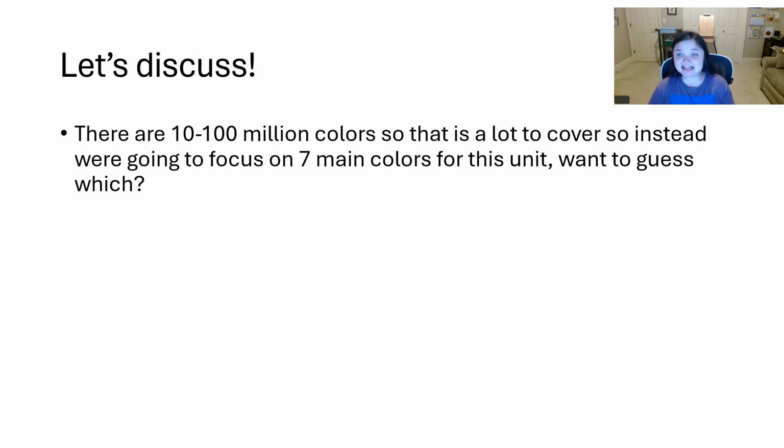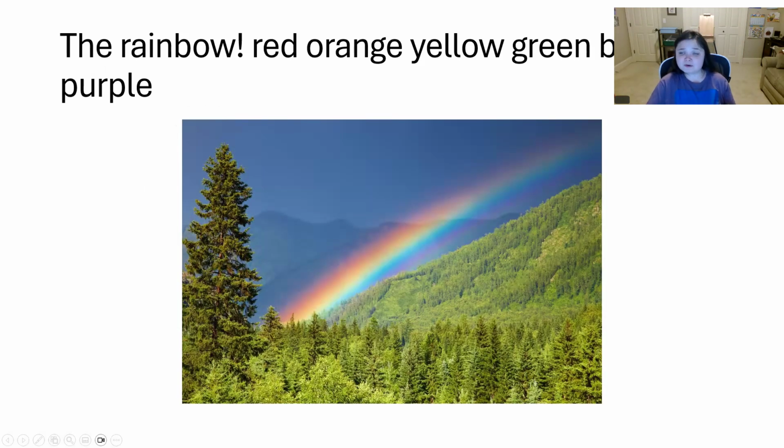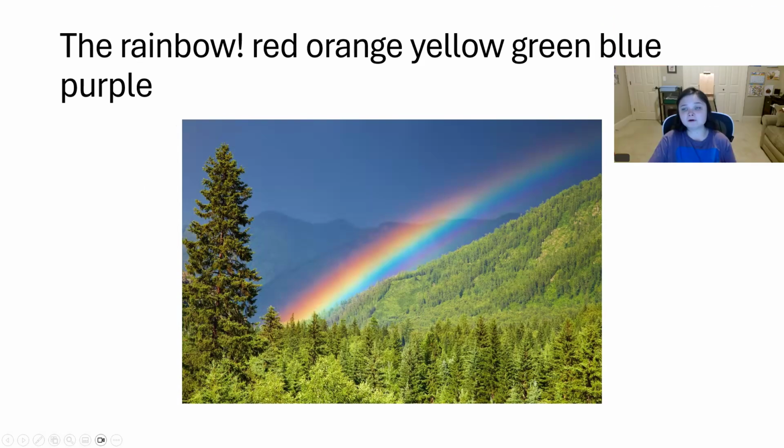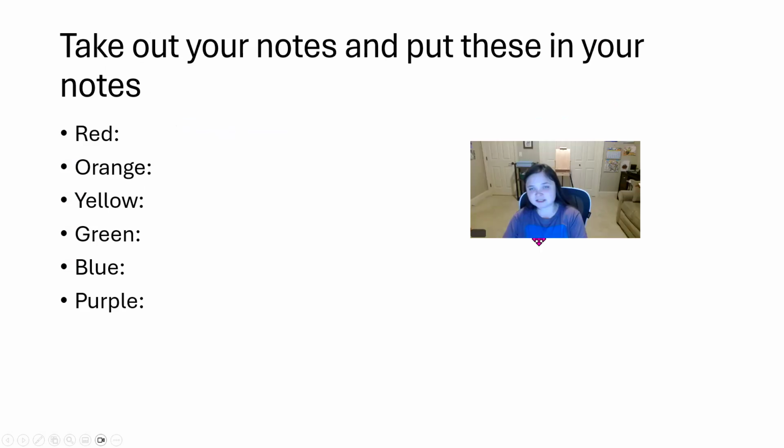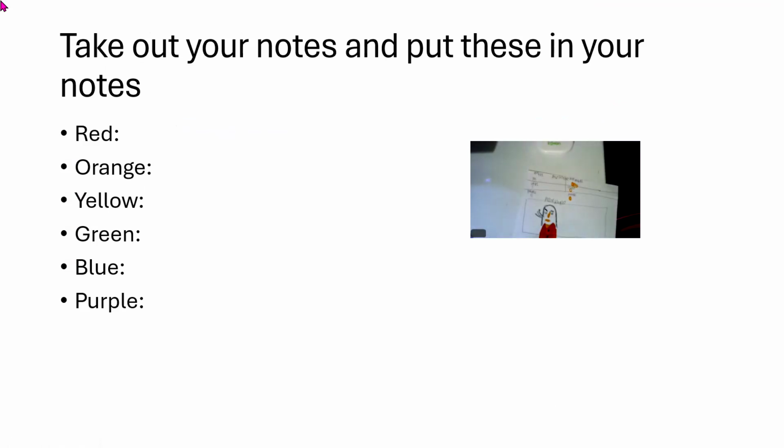So that is a lot to cover for this part of the unit. So instead, we're going to focus on 7 main colors for this unit. You guys want to guess which? The rainbow: red, orange, yellow, green, blue, purple. All right, so take out your notes now and put these in your notes. Put it in this format. We're gonna do this really, really quick.